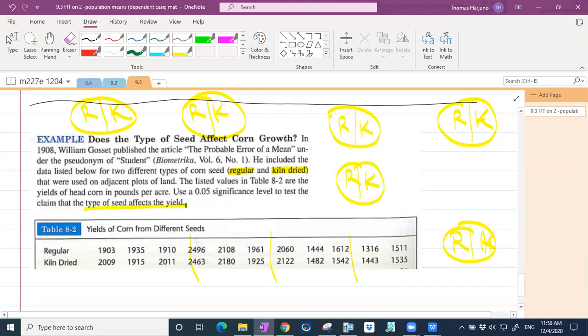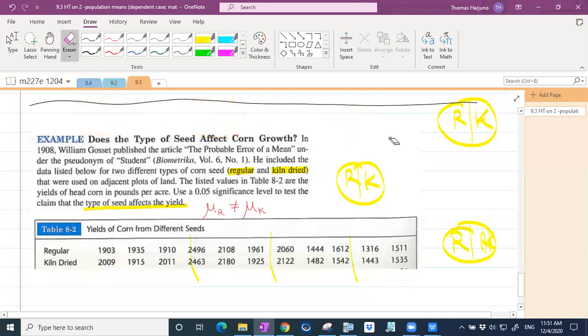Now, what he tried to test is that the type of seed affects the yield. In other words, the average yield from the regular seed is not the same as the average yield from the kiln dried one. But of course he needs to get the difference, right? So of those 11 plots, he gets this result.